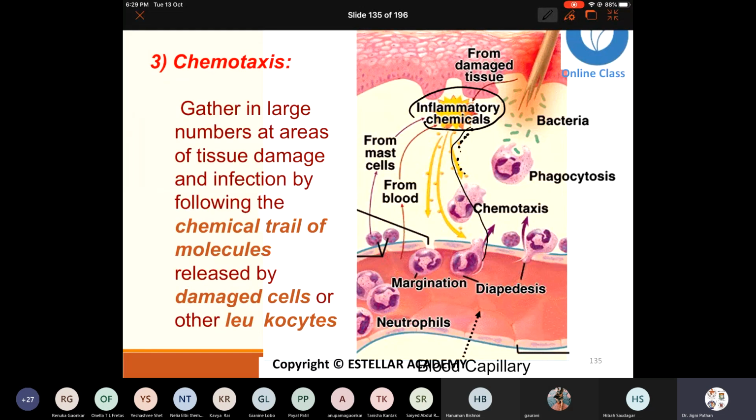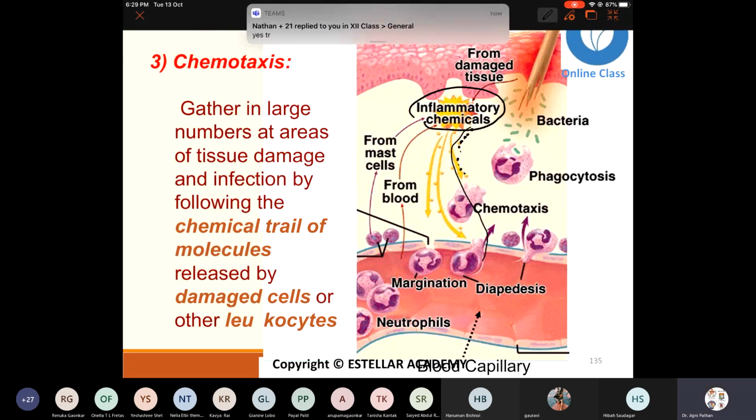Is it done? Have you all understood the three basic ways in which the leukocytes reach the inflammatory site or the infection site? Everybody understood? Just go through those three.